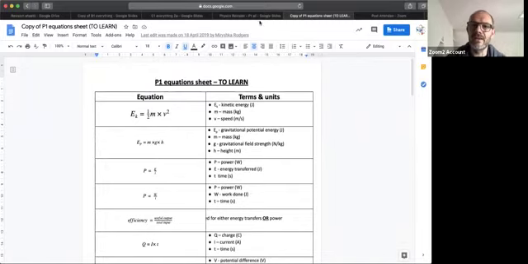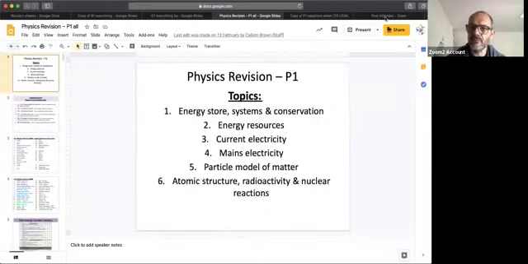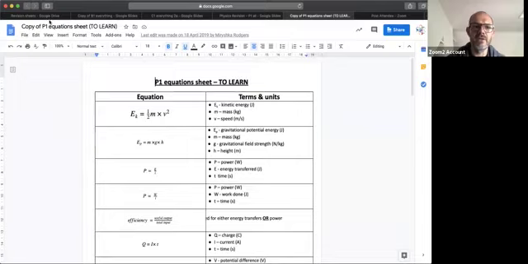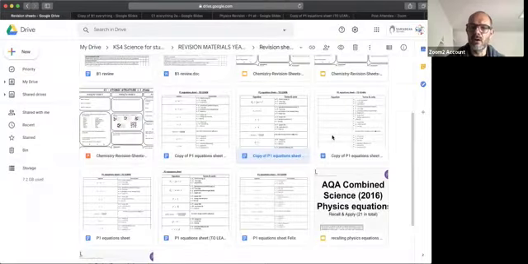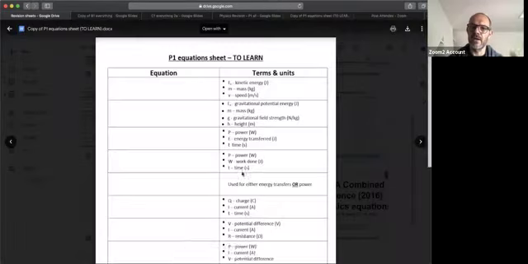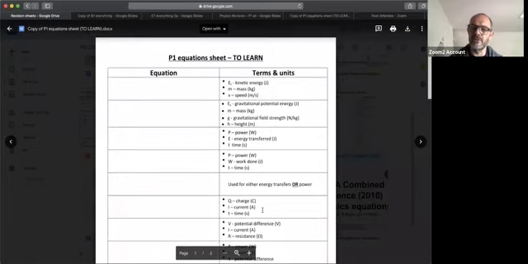To make it even easier, I've done this. So within here, we've got this revision sheet here, but I then got one that's blank for the actual equation. So there are just the terms and the units. That's what you would have in an exam. You would have those units.